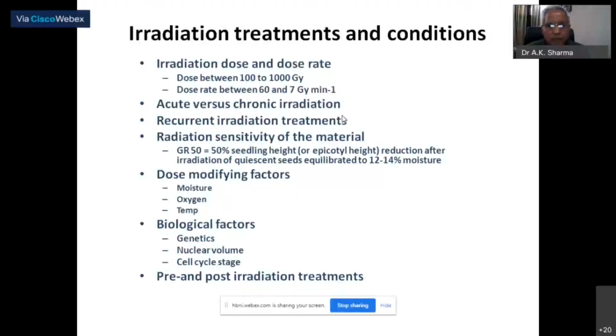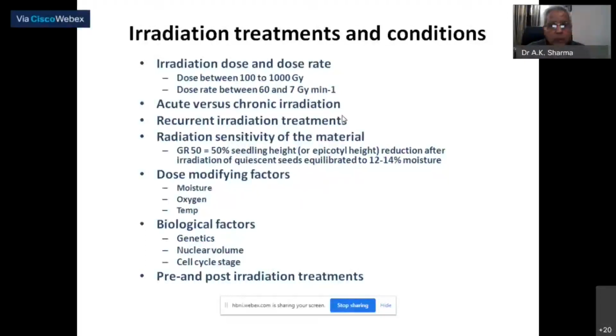rate will vary. What is the strength of the radioisotope that we have, or in case of machine sources. So it can vary. In case of X-rays or electron beams, the dose rates are really very, very high. But when we are talking of gamma chambers, these are really low in terms of few gray per minute.